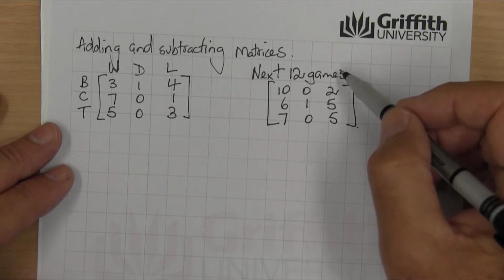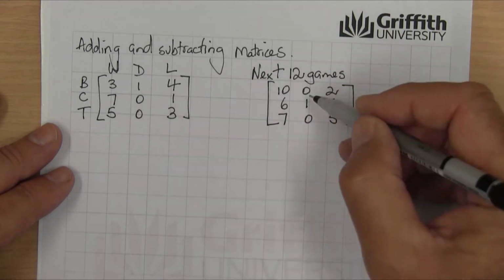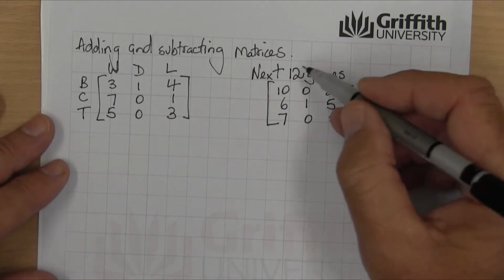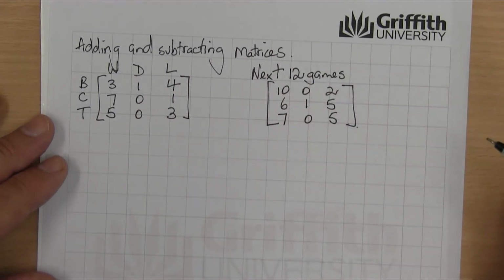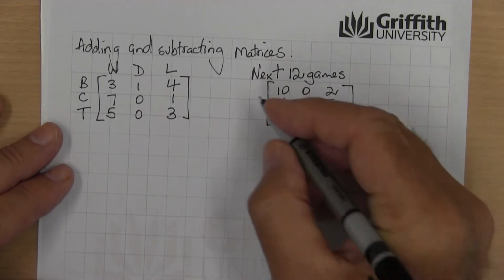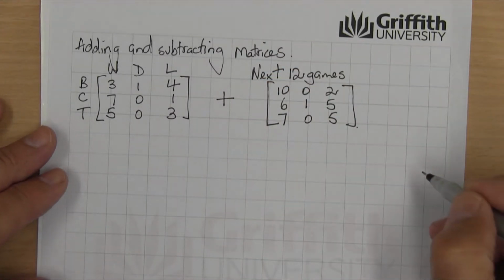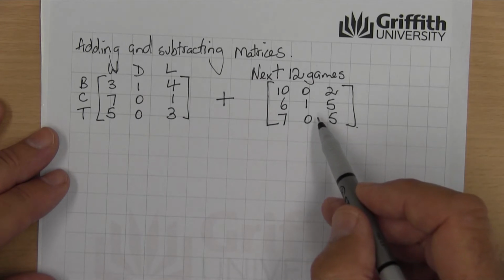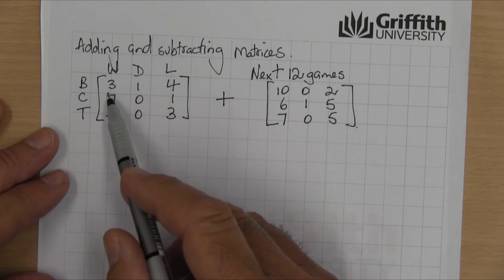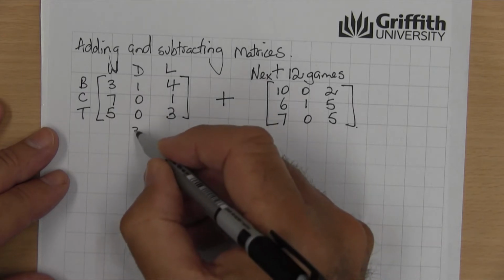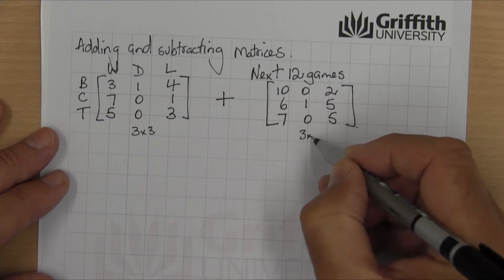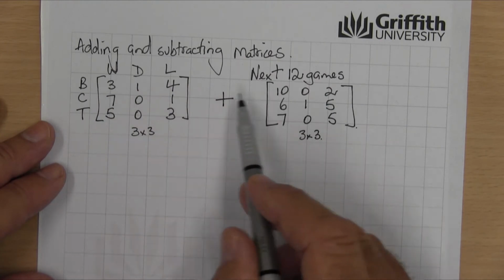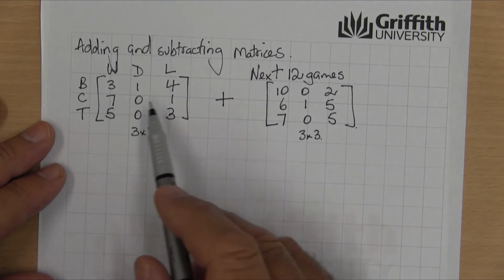Suppose in the next 12 games after that, each of these respective teams had this number of wins, draws and losses. So this is the first 8 games and this is the next 12. To add matrices, it's important that the dimensions of both matrices are exactly the same. So here, this is a 3 by 3, and this is also a 3 by 3, so indeed we can add them. And all you do is just add the like placed entries.